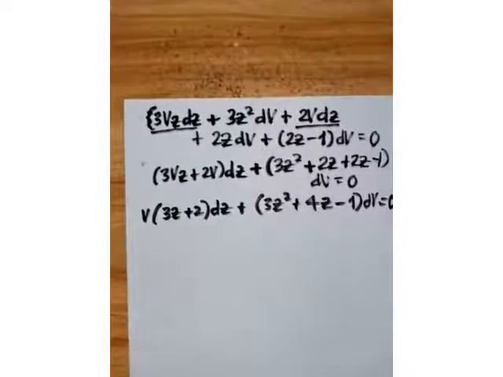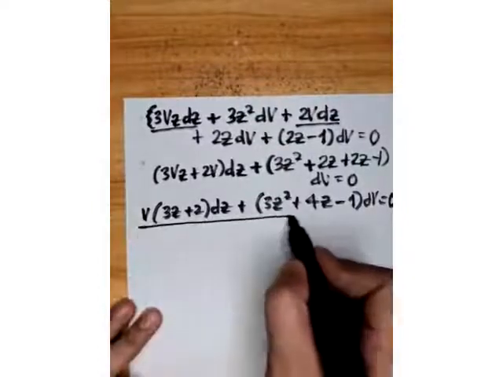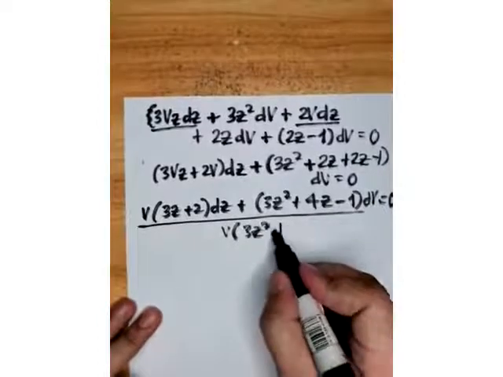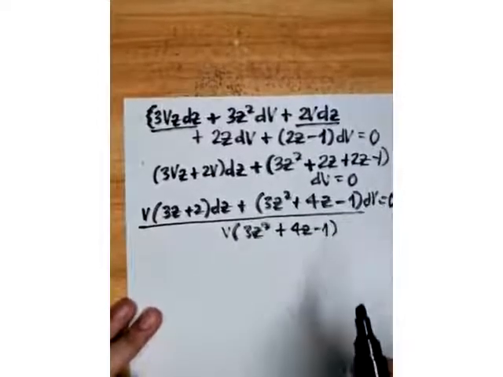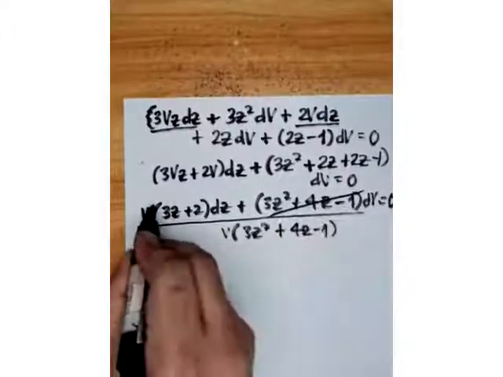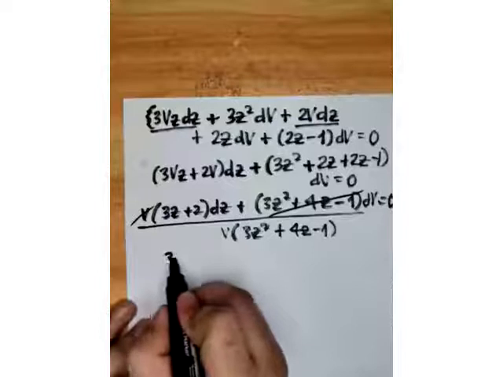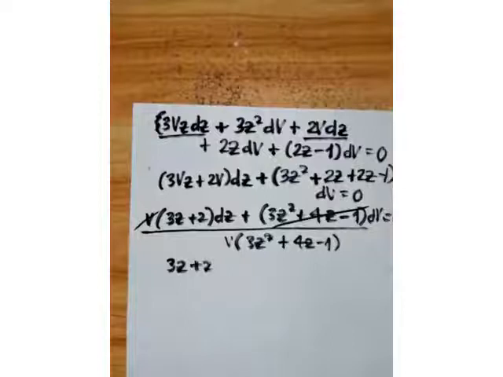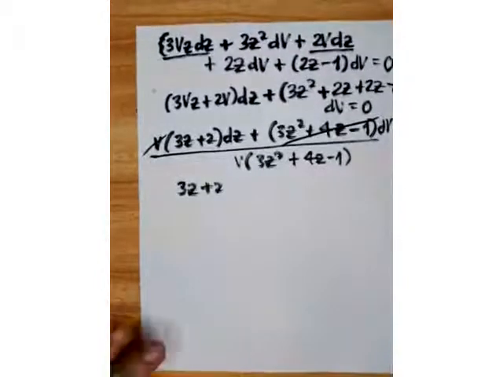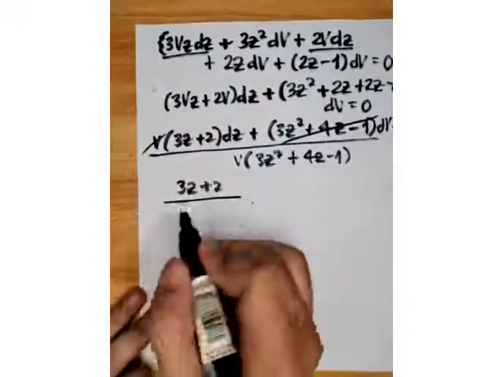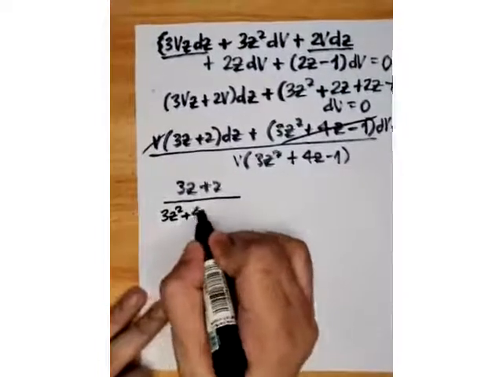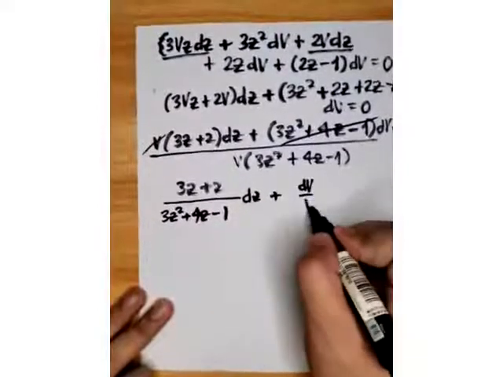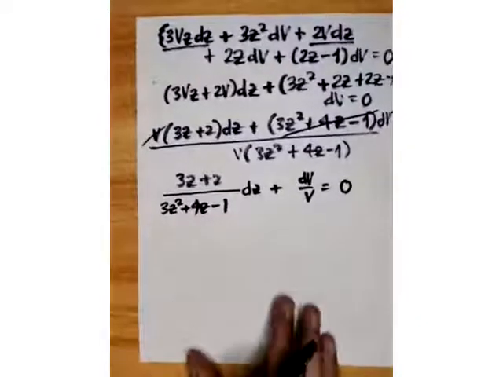Tama ko? Ayan. Okay, so let's divide this now by separate na natin. So v times 3z squared plus 4z minus 1. Cancel and then cancel. So we'll have 3z plus 2 over 3z squared plus 4z minus 1 dz plus dv over v is equal to 0.